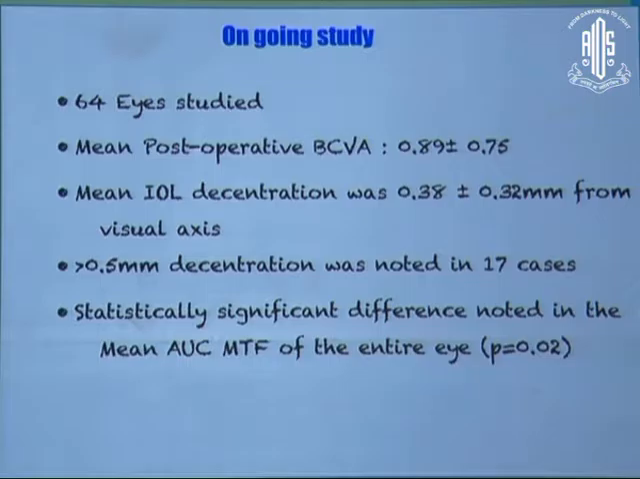So right now there's an ongoing study at our center where we have so far studied 64 eyes, and we found that those patients who had decentration by more than 0.5 mm by this way of measurement had a statistically significant difference in the area under the curve that we studied in the modulation transfer function of the entire eye. So even mild decentration of the IOL is an important factor which affects the outcome of our cataract surgery in terms of monofocal IOL as well.